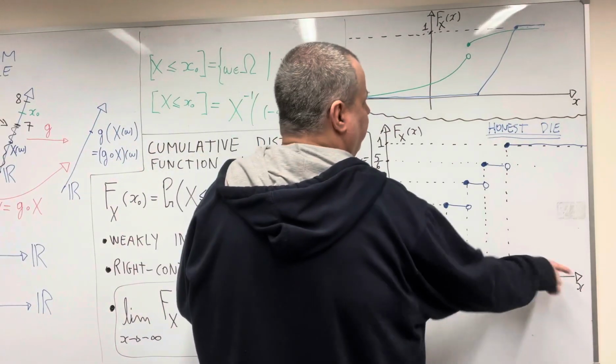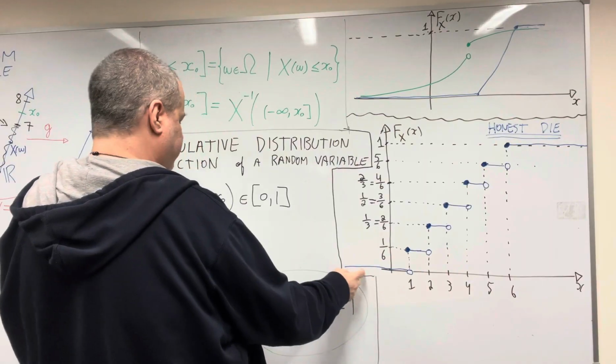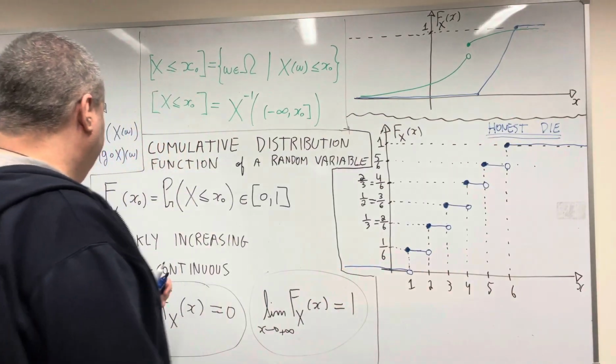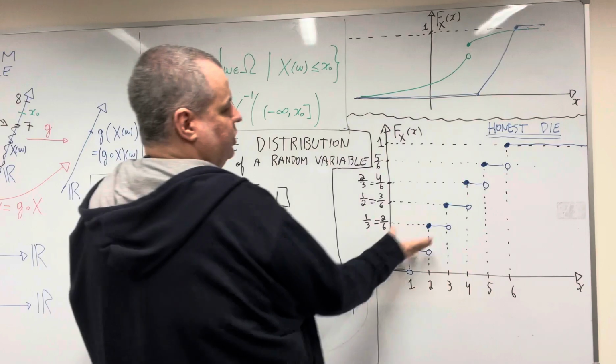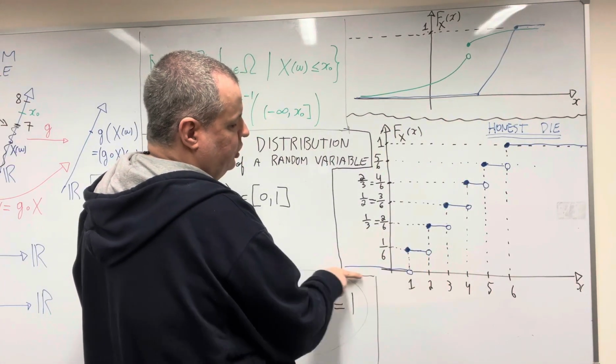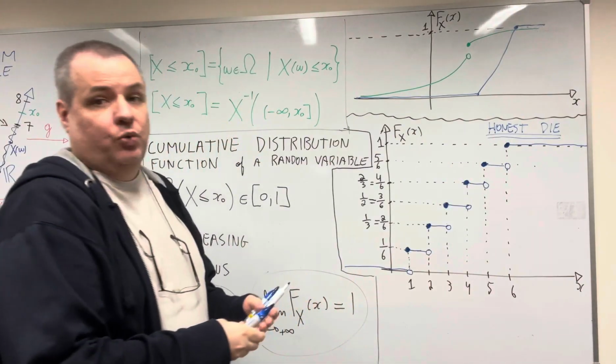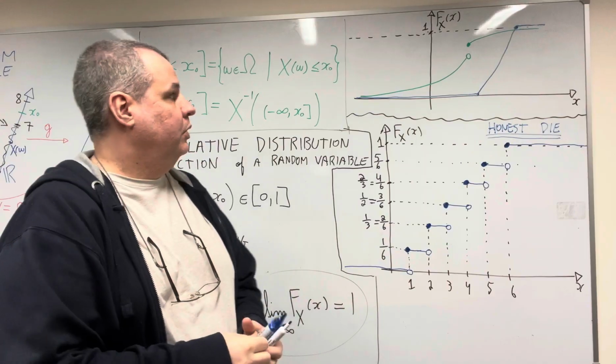When x goes to infinity, the function is 1. When x goes to minus infinity, the function is 0. And of course, the function is weakly increasing. When you move to the right, either the function stays the same or it moves up. So it is a weakly increasing function.